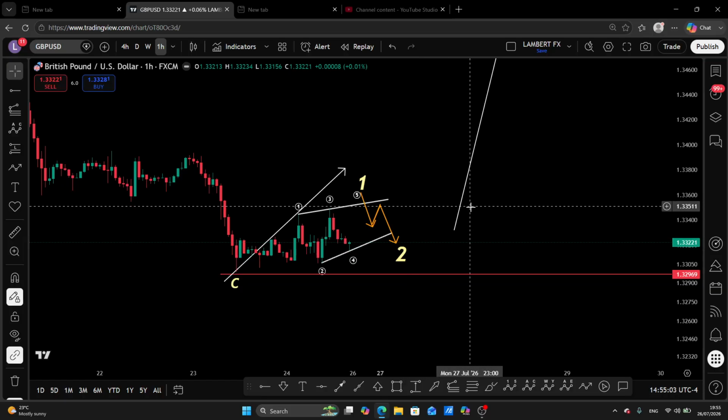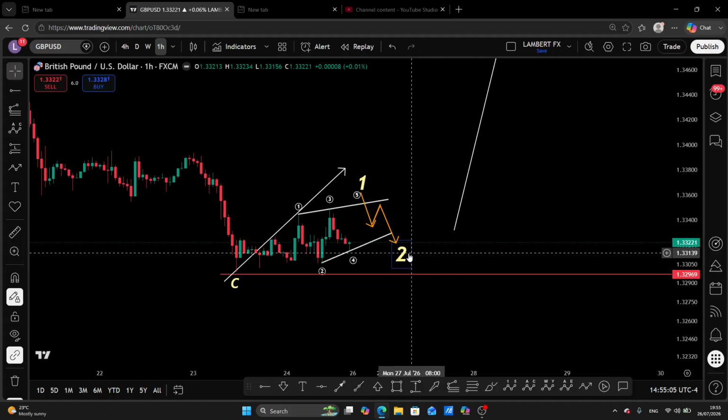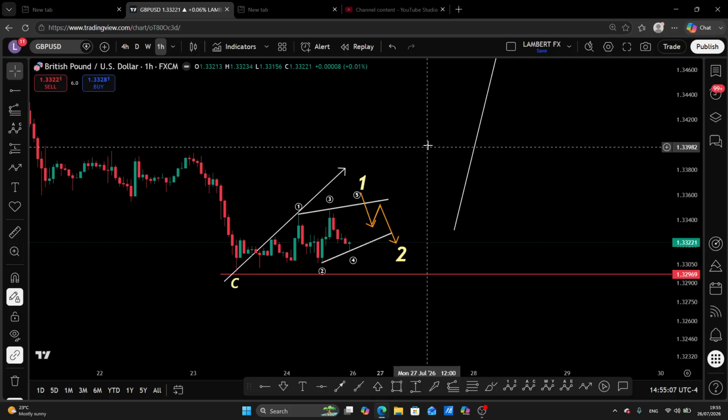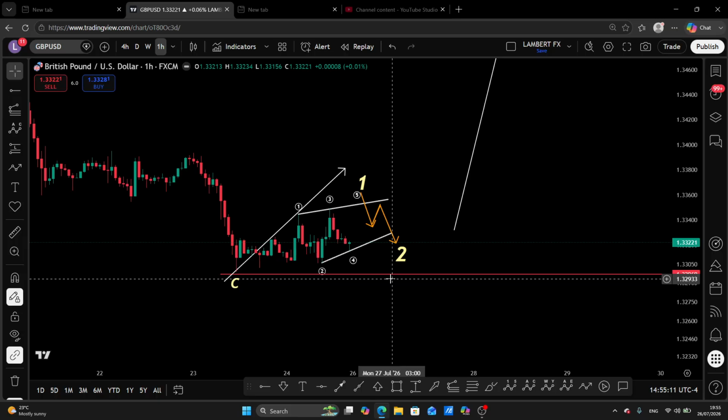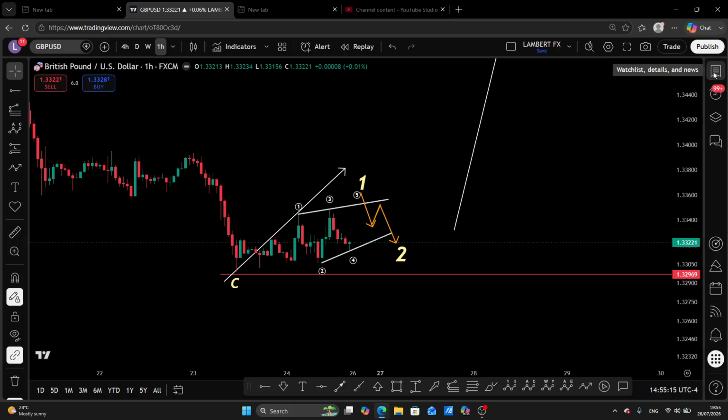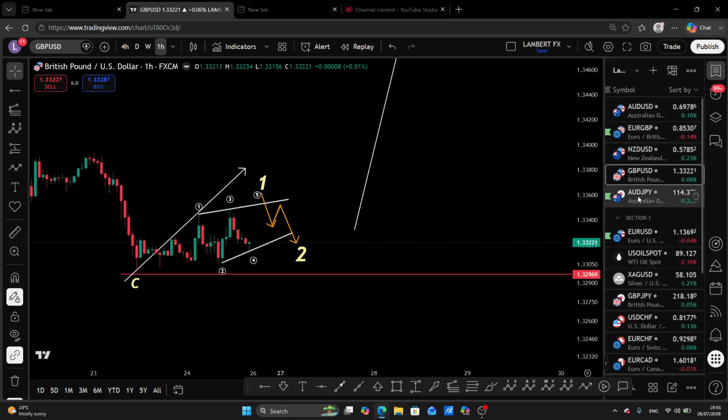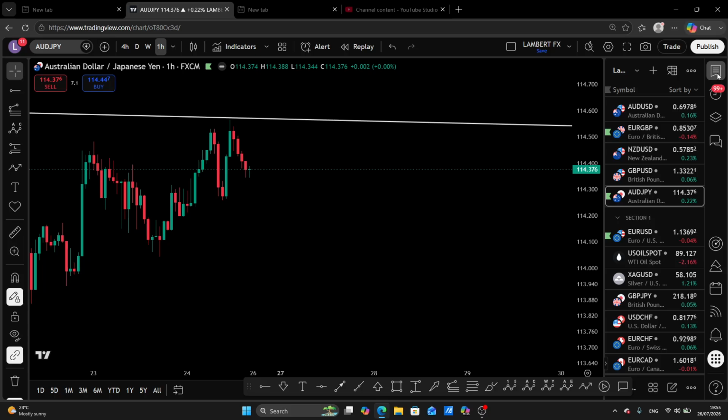But if you can get a low here, feel free to target a good 3 to 1, if not more, if you put your stop below this low. So that's GBP USD, and the final one is the Aussie JPY.